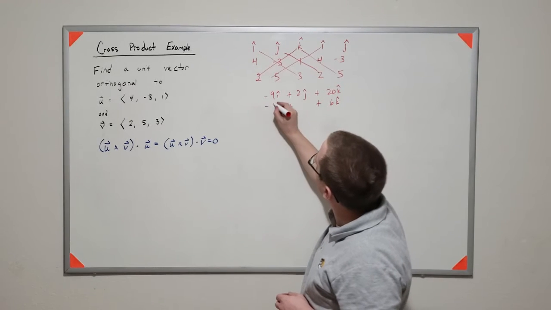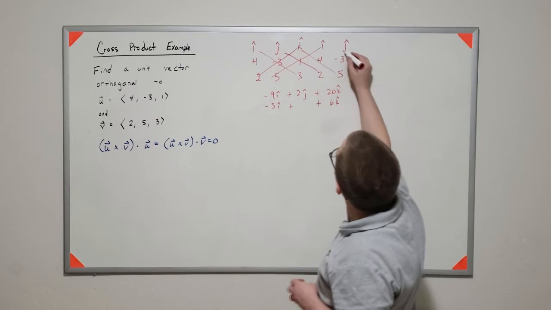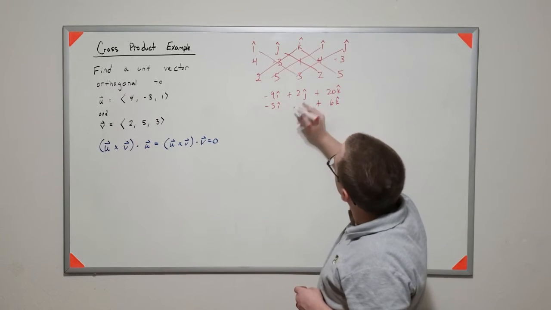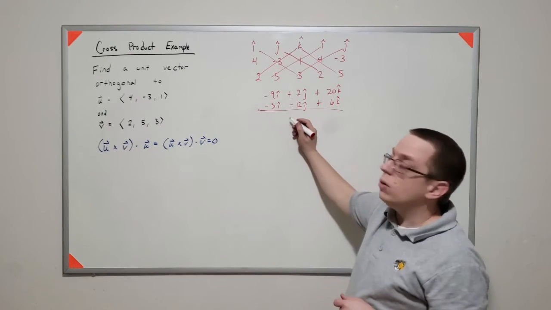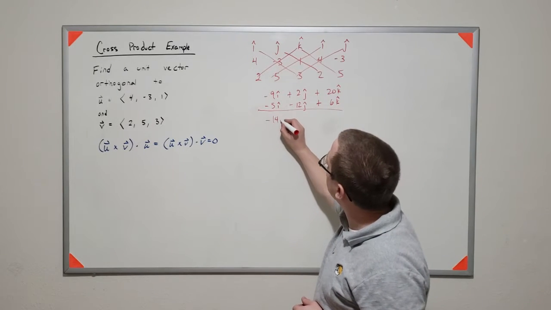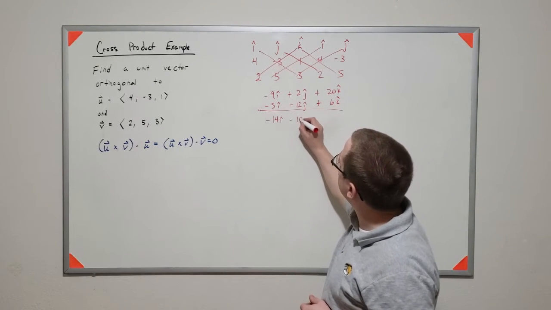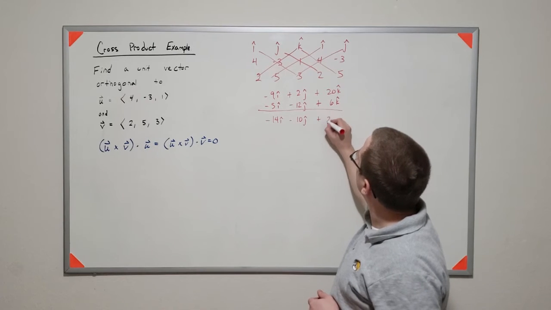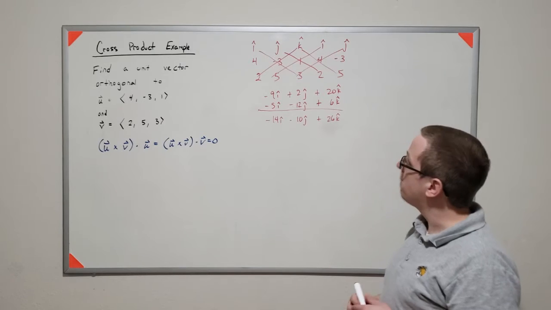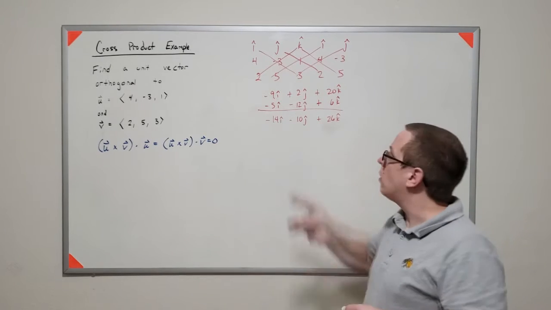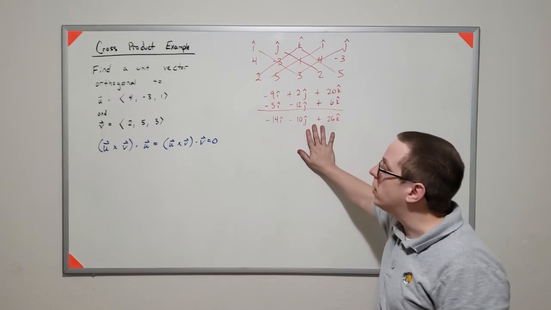minus 5i minus 12j. So this vector is -14i minus 10j plus 26k. So we might want to say to ourselves, all right, are we sure that we've done this correctly?